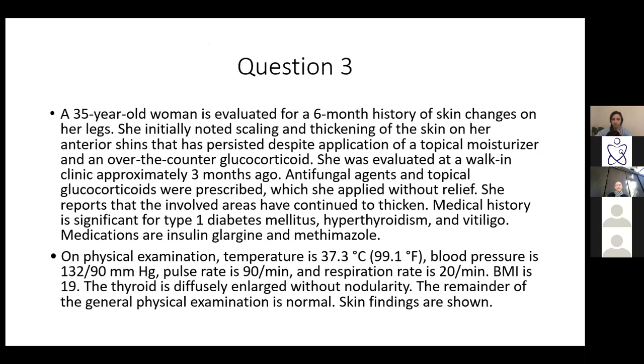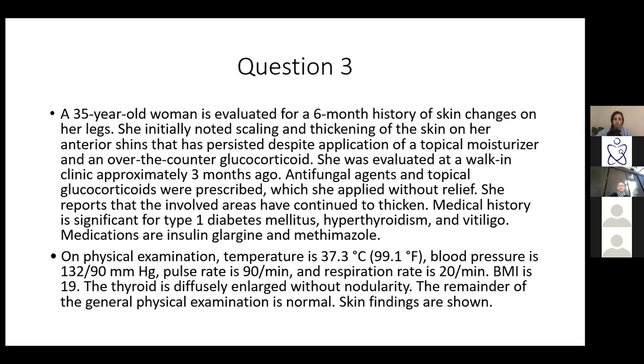Next question we've got is a 35-year-old woman who's had a 6-month history of skin changes on her legs. She noted some scaling and thickening of her skin on her anterior shins. She's tried moisturizers and topical steroids and it hasn't helped. She came into a clinic 3 months ago and was given antifungals and more topical glucocorticoids without any effect. These areas continue to thicken. She's had type 1 diabetes, hyperthyroidism, vitiligo. She's not taking glargine and methimazole.